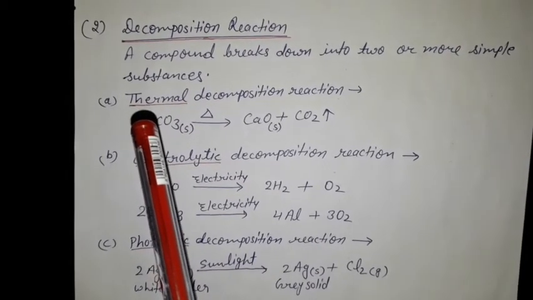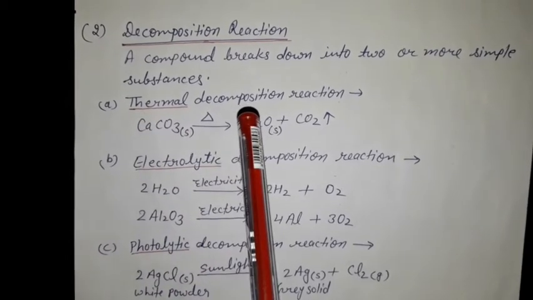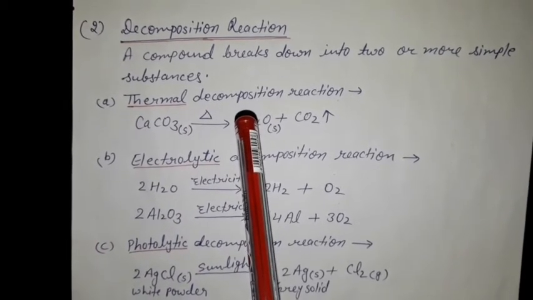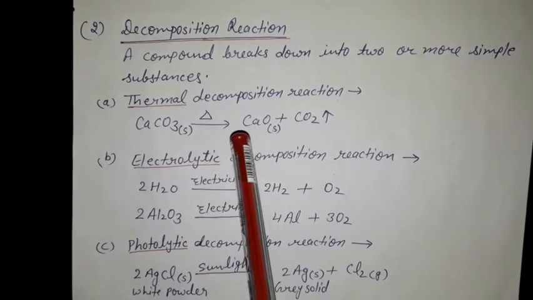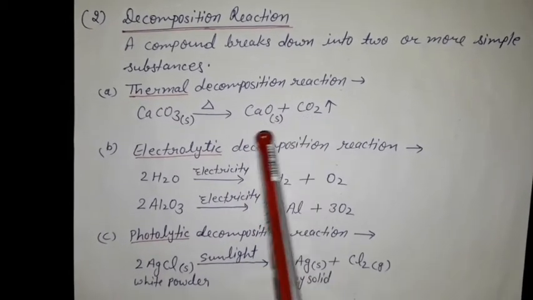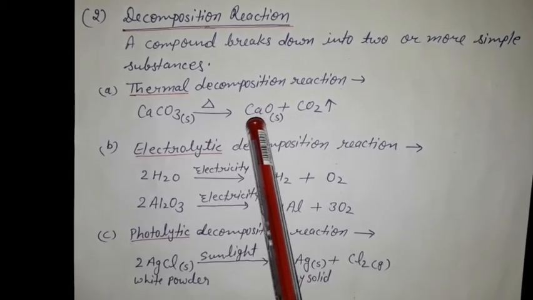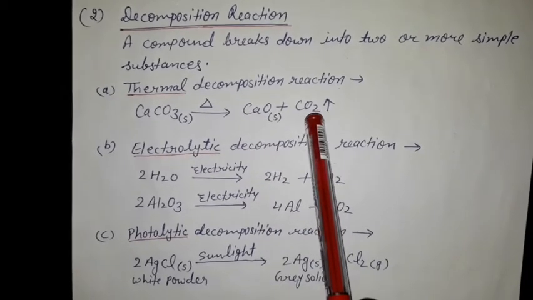Decomposition reaction has three types. Thermal decomposition, in which we provide heat and the compound breaks down into two or more compounds, like CaCO3 breaking down into CaO and CO2.